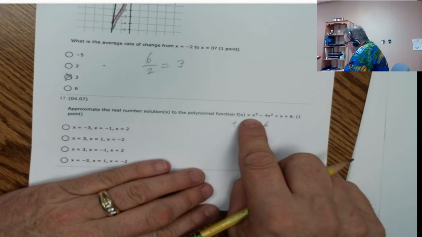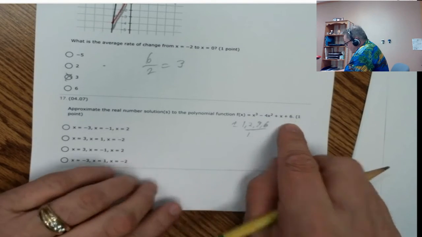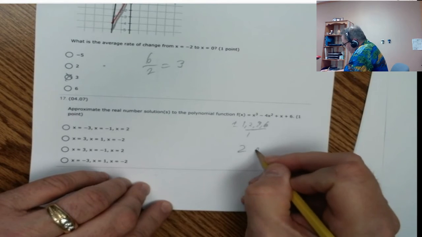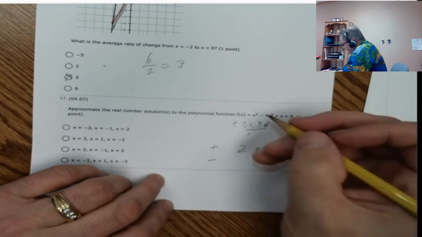How many positive ones can there be? Starts with a positive, goes to a negative. There's one sign change. Negative to a positive, 2 signs. So the positive is 2 or 0. That's what Descartes' rule tells us.